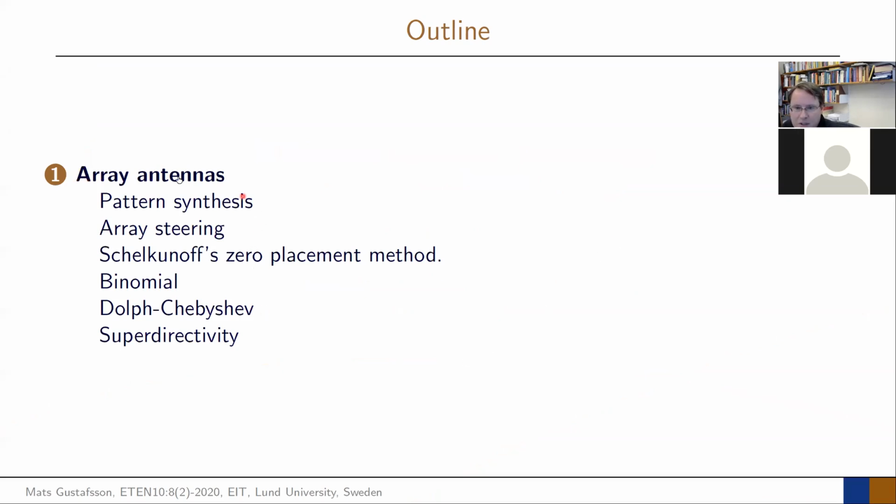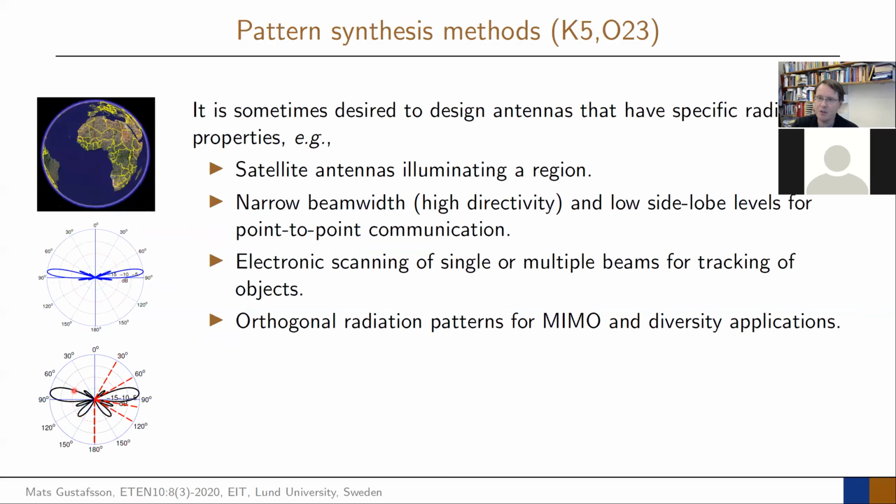So the outline of this is really pattern synthesis, array steering, and then some methods to actually get specific radiation patterns. We will talk a little bit about superdirectivity, and probably below here it should continue because we will also talk about MIMO. So in MIMO, that is really array antennas. So that will come also afterwards, even if it's not in the outline.